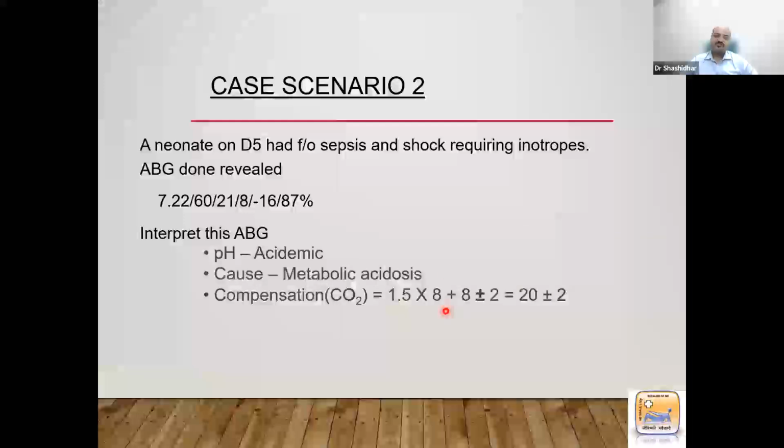Right? So 1.5 times 8 is 12. Let's say it is 20 plus or minus 2. So 18 to 22 would be the expected compensation. Here I see the PCO2 is 21, which is perfectly within this range. So is there a respiratory component? Answer is no. There is no respiratory component because it is within the compensatory range.